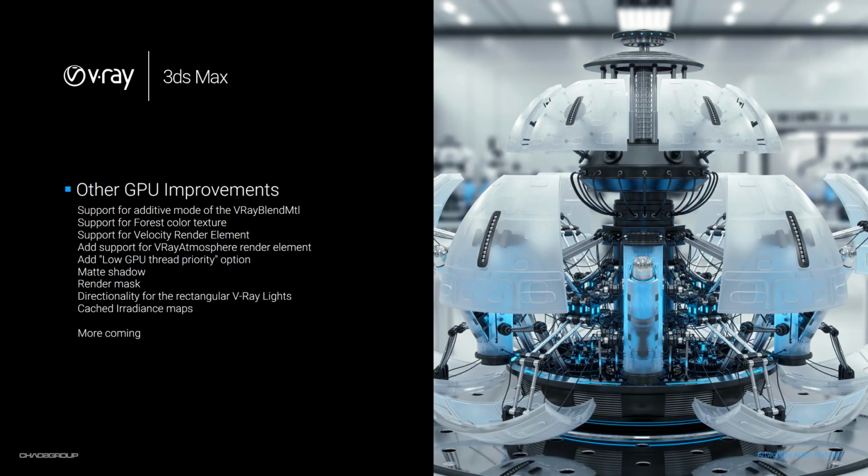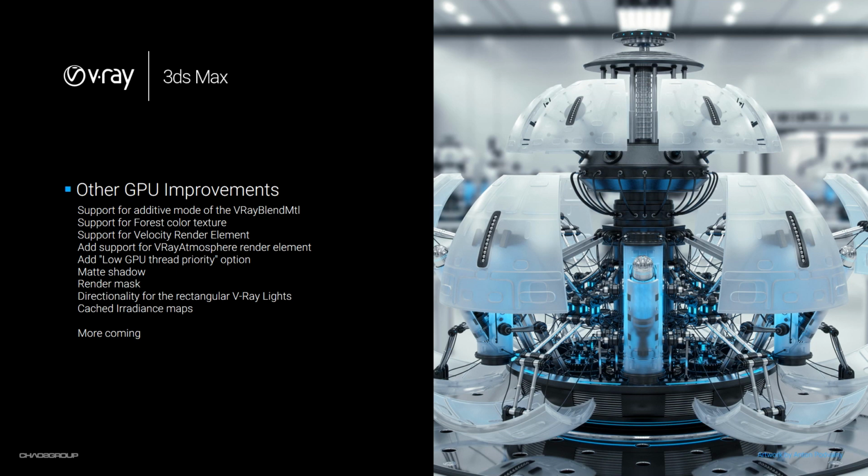Those were the GPU highlights, but as you saw in the chart, we have plenty of other cool GPU improvements, like support for the adaptive mode of the VRay blend material, support for the Forest Color texture, so people who use Forest Pack are going to randomize the leaves of the trees easily. Then we support the velocity render element on the GPU now, as well as the VRay atmosphere render element.